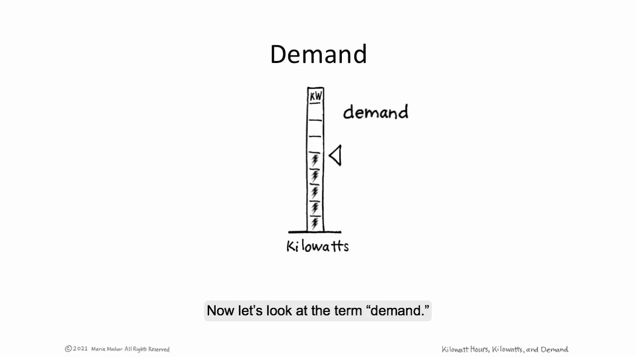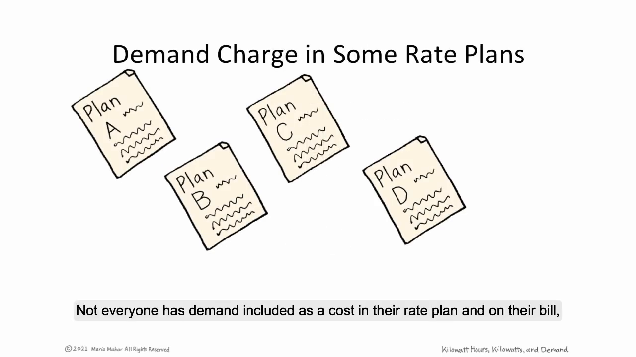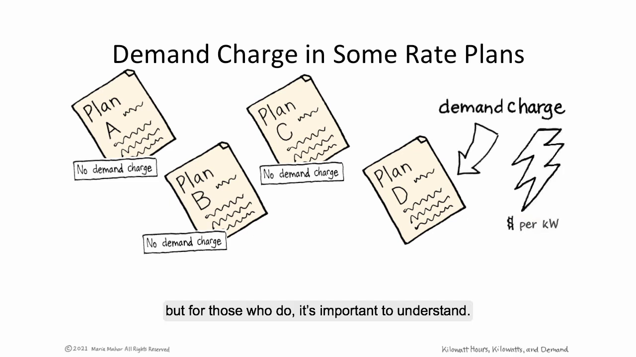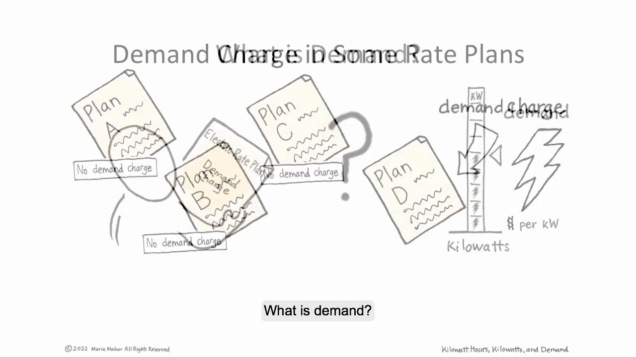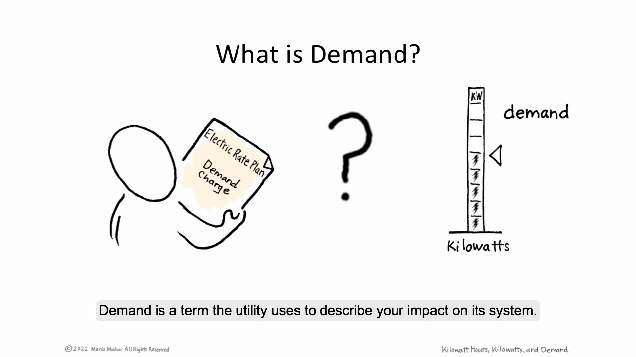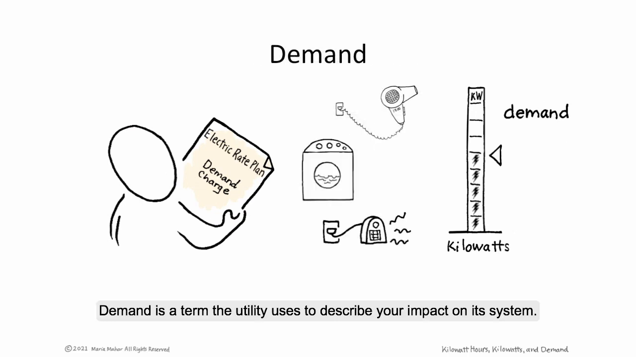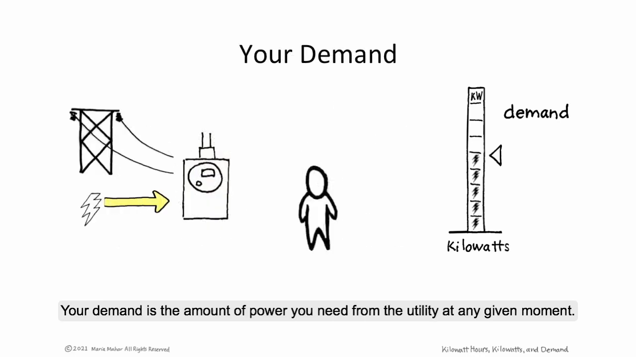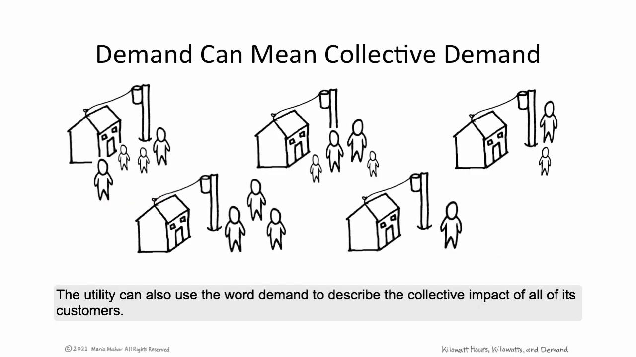Now let's look at the term demand. Not everyone has demand included as a cost in their rate plan and on their bill, but for those who do, it's important to understand. What is demand? Demand is a term the utility uses to describe your impact on its system. Your demand is the amount of power you need from the utility at any given moment. The utility can also use the word demand to describe the collective impact of all of its customers.